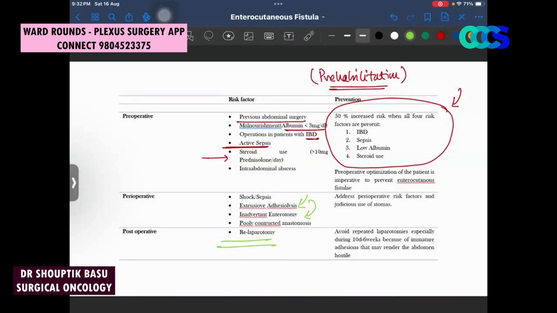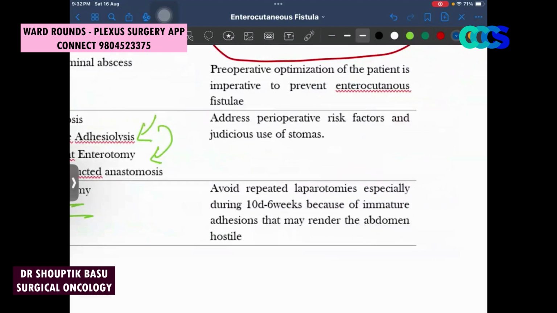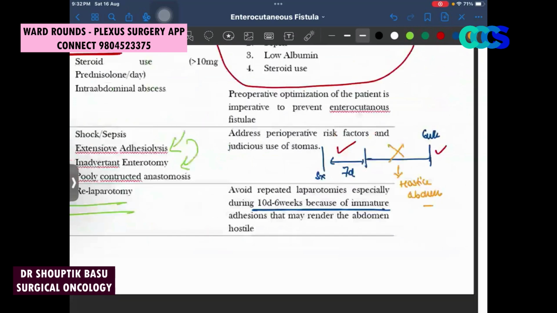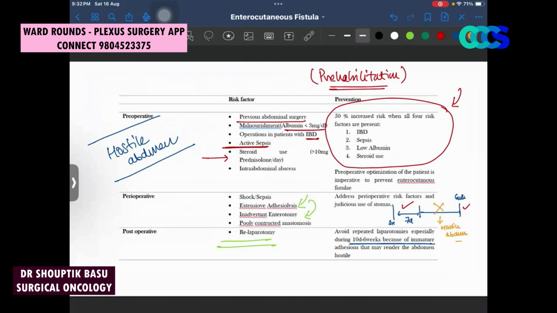Now, there is something called a hostile abdomen. Hostile abdomen is basically the period between 7 days to 6 weeks. If you have to re-explore from the index surgery, you explore by 7 days, or you explore after 6 weeks. So this is a good phase, this is a good phase, this is not a good phase. So this time is called the hostile abdomen. You're going to have so many adhesions that you will end up with some sort of problem there.